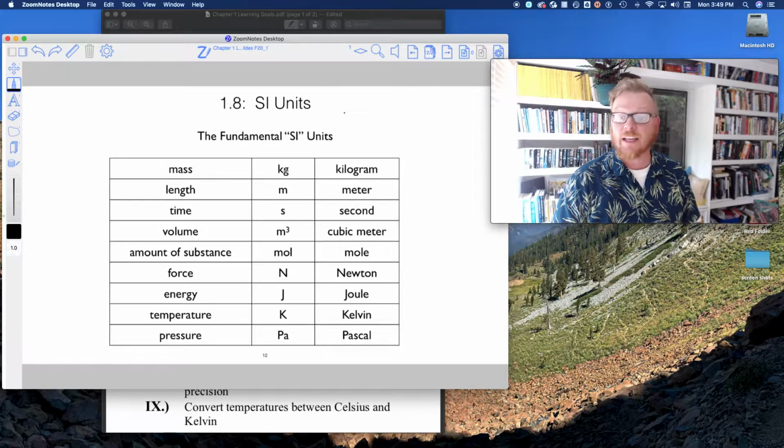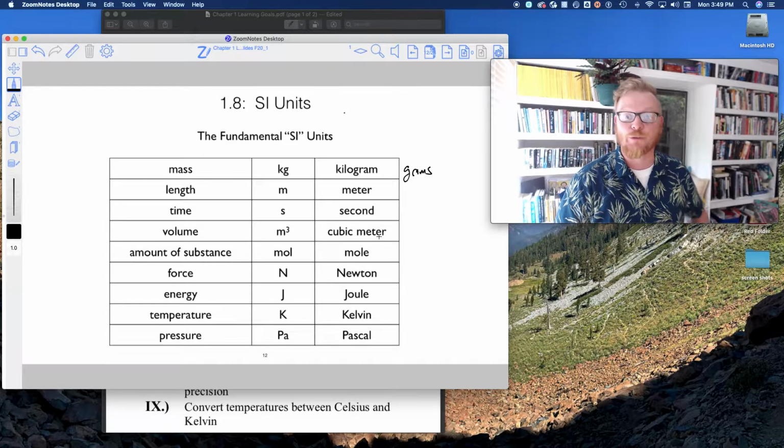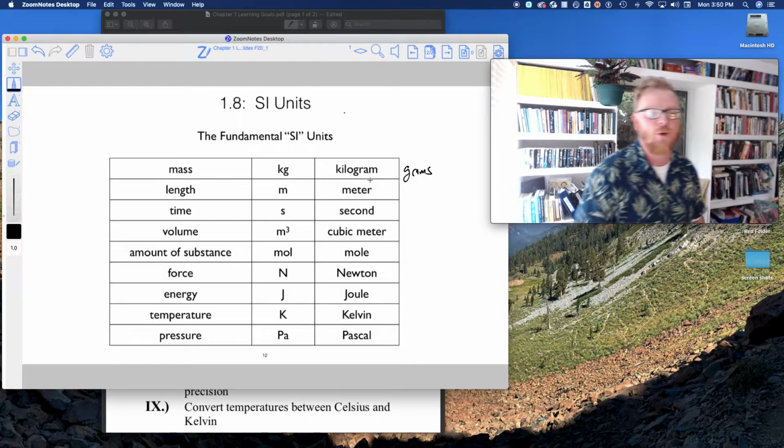Mass, the kilogram is preferred. The kilogram is considered SI, okay? Although in this class, we will use grams quite a bit because in chemistry, you rarely ever have a full kilogram of something. A kilogram is about 2.2 pounds, so that's quite a bit, okay? So we'll see grams quite a bit, and we're also going to talk on the next slide about how we convert from the kilogram to the gram.